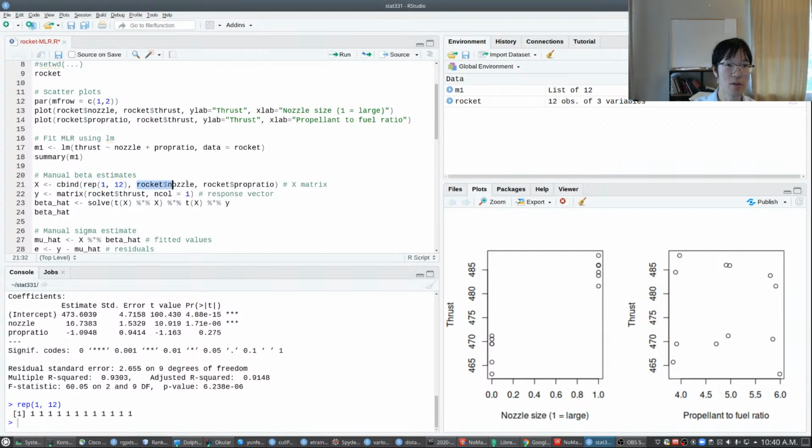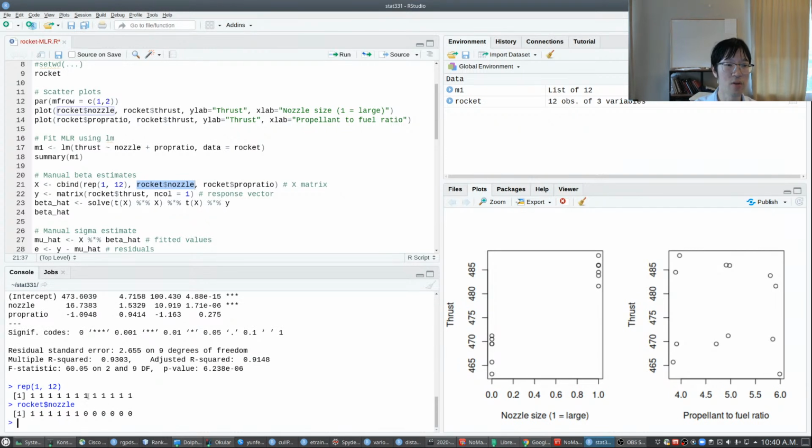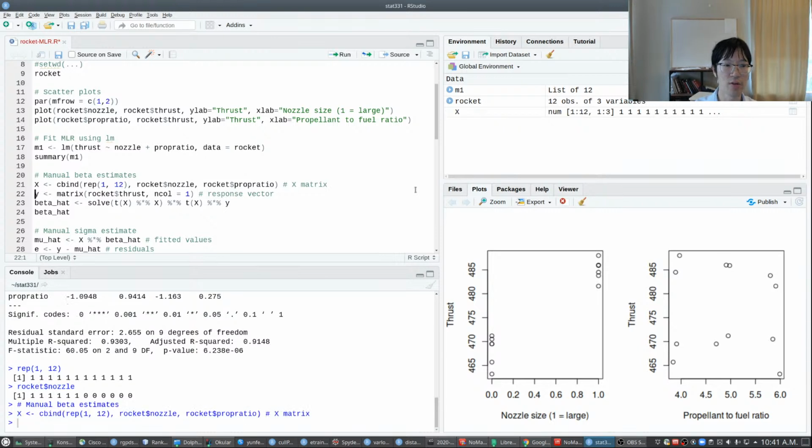As you recall, this pulls out the column nozzle in the rocket data set, and same thing for propellant ratio. We want to put these 3 together as columns in our matrix, so we use cbind. This binds together these vectors, treating each of them as a column. All right, so that gives us our X matrix.